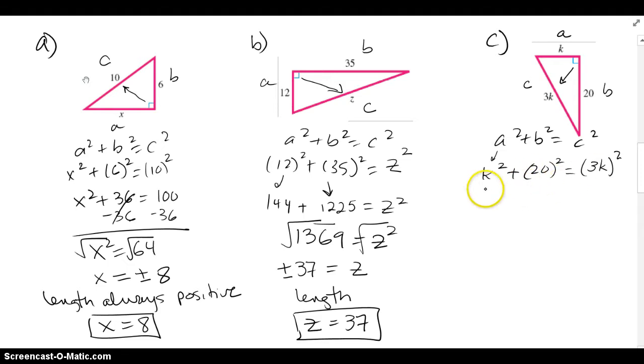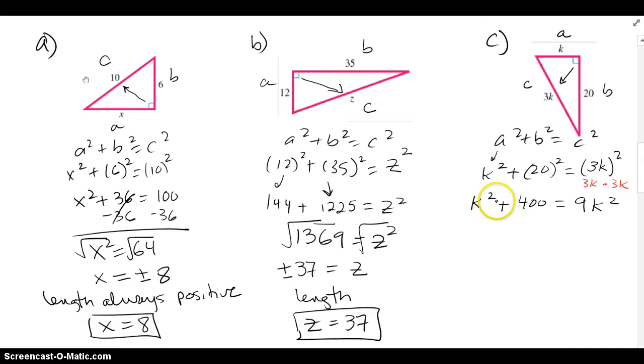Now I go ahead and simplify things. K squared, leave it as is. 20 squared, punch it in, you get 400. And then (3K) squared is really looking at two different terms: 3K times another 3K, because there's two of them. If I multiply that through, 3 and 3 give me 9, K and K give me K squared.